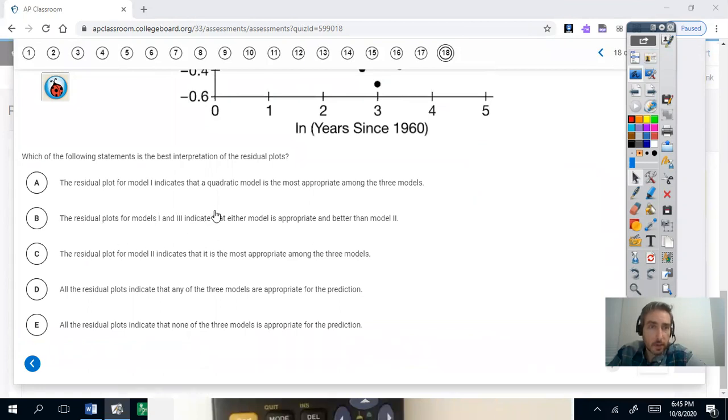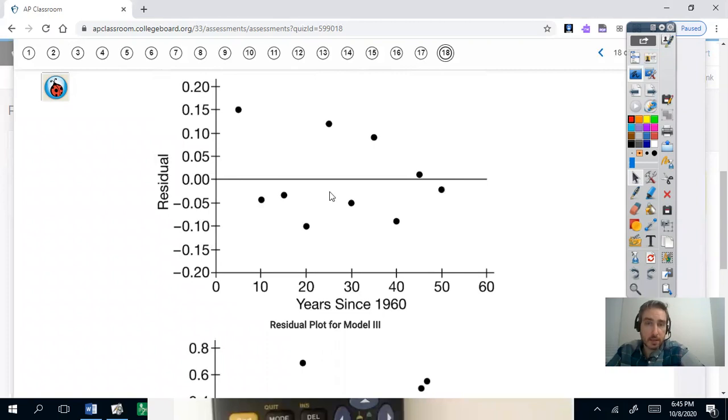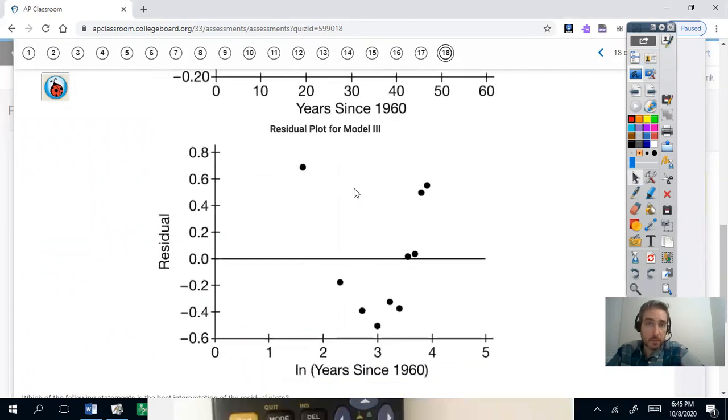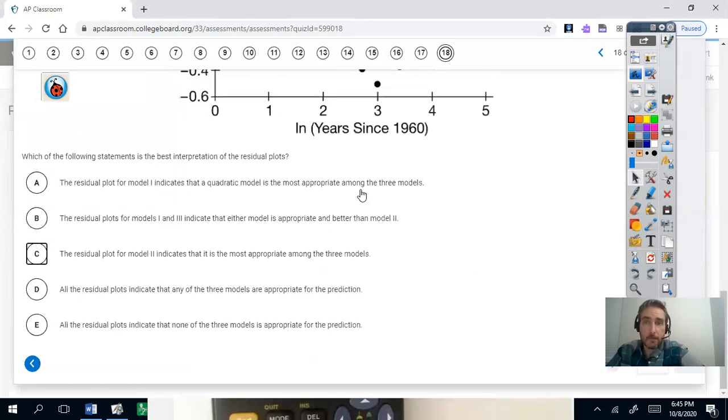The residual plot for model 1 indicates the quadratic model is the most appropriate among the 3 models. That's not necessarily true. That's just the pattern here for the residual plot when you do a linear regression. The residual plot for models 1 and 3 indicate that either model is appropriate and better than model 2. Like I said, I like model 2. The residual plot for model 2 indicates that it is the most appropriate among the 3 models. D, all the residual plots indicate that any of the 3 models are appropriate for the prediction. And then E, all the residual plots indicate that none of the 3 models are appropriate. Like I said before, I like model 2 because it gives me a random scatter. That seems like that model will be the best appropriate for this situation here. So it's going to be C.